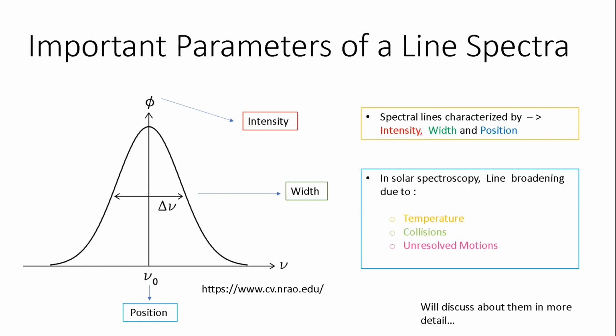The shape of a spectral line is characterized by some important parameters like the peak intensity, the line width, and the central position of the line.